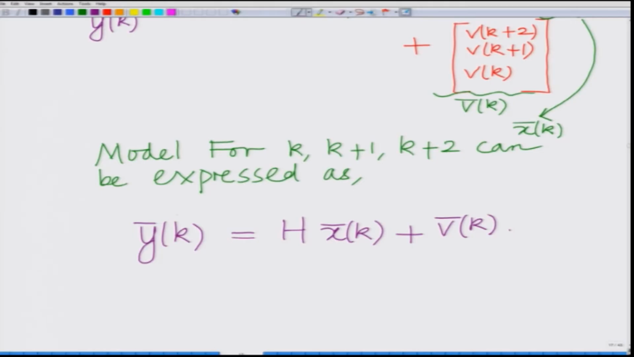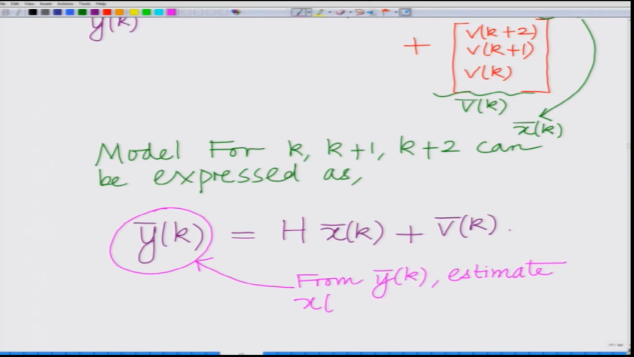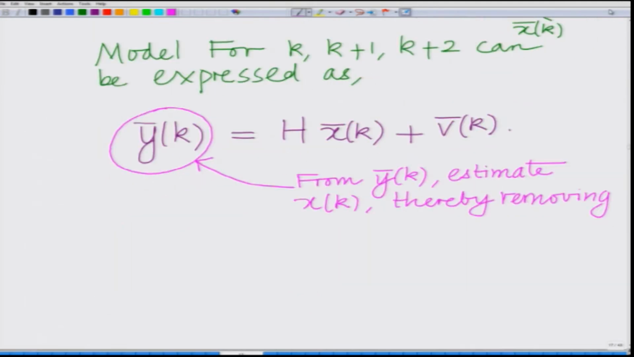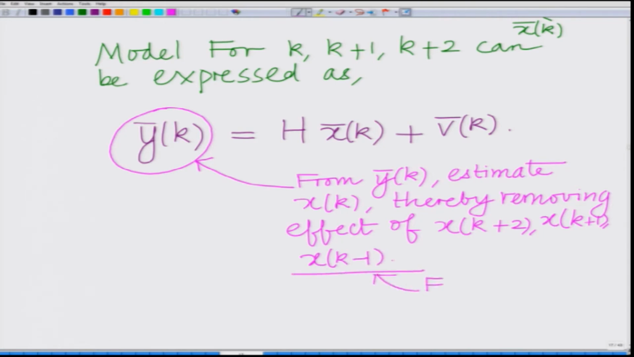Based on this observation vector, we have to estimate xk, and that is the process of equalization. So from y bar k, estimate xk, thereby removing the effect of xk plus 2, xk plus 1 and xk minus 1, and this is basically your equalization.